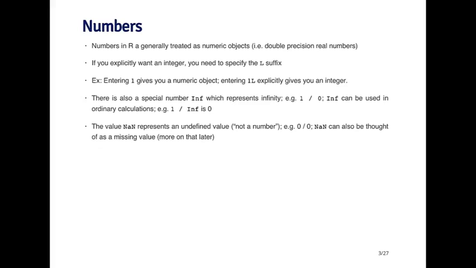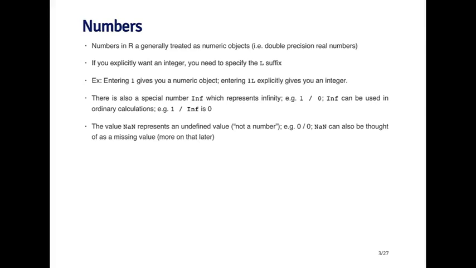Perhaps the most important type of object in R, of course, is the number. Numbers in R are generally treated as numeric objects, so pretty much all numbers are treated as double precision real numbers. Even if you're looking at a number like 1 or 2, R thinks of those numbers as numeric objects. There is a way to explicitly say you want an integer, and you can specify the capital L suffix. So if you just enter the number 1 in R, that gives you a numeric object, but entering 1 with a capital L next to it explicitly gives you an integer. This distinction is not very important right now, but it will become important later.